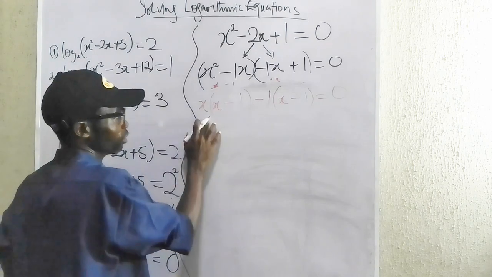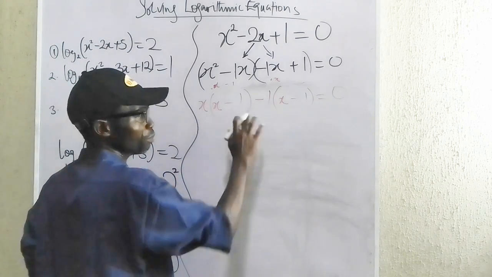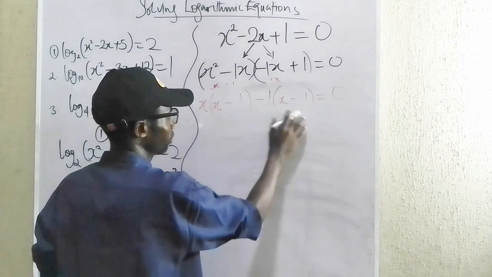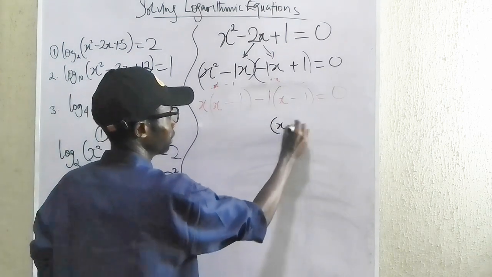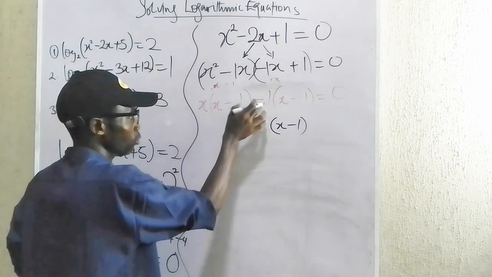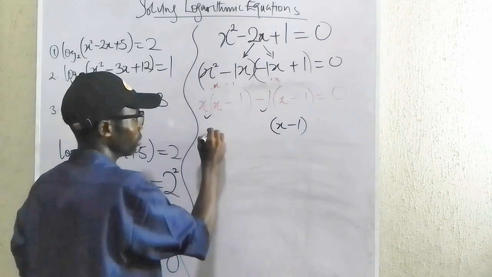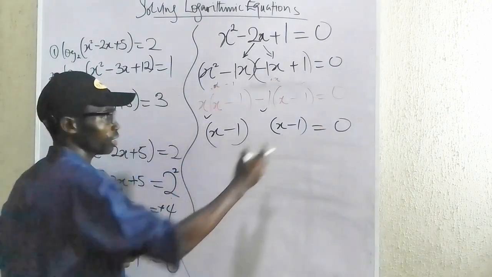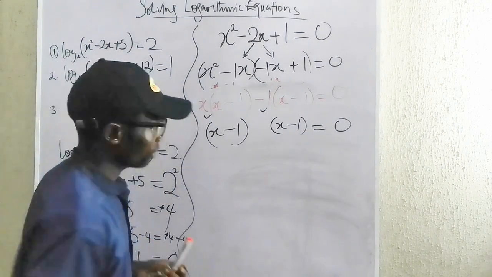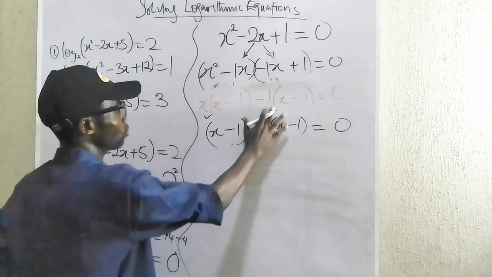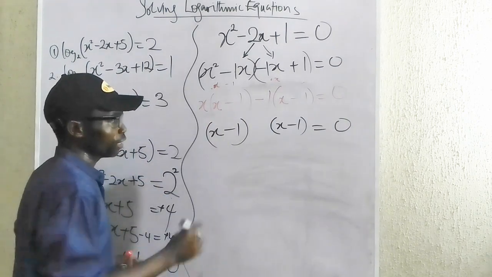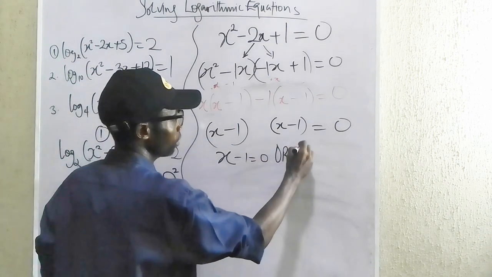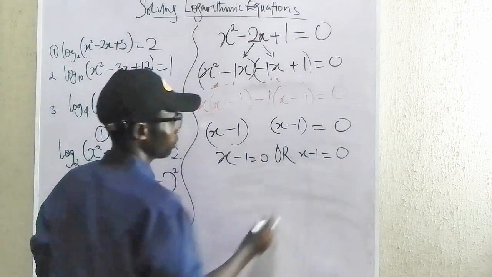So bring this and this together. Since here and here are the same, they'll be represented by just one of it, x minus 1. So we'll have x minus 1 all equals to 0. So you see, eventually, perhaps a coincidence, the two of them are the same. So let's go ahead from here. We'll separate them. x minus 1 is equals to 0, or x minus 1 is equals to 0.